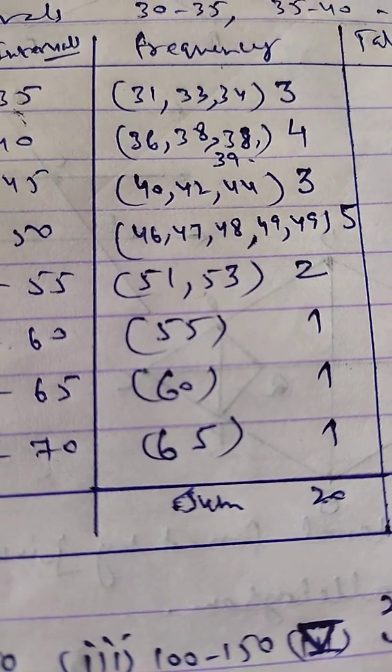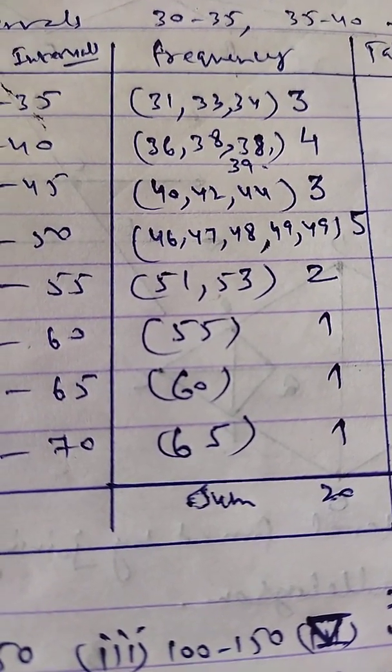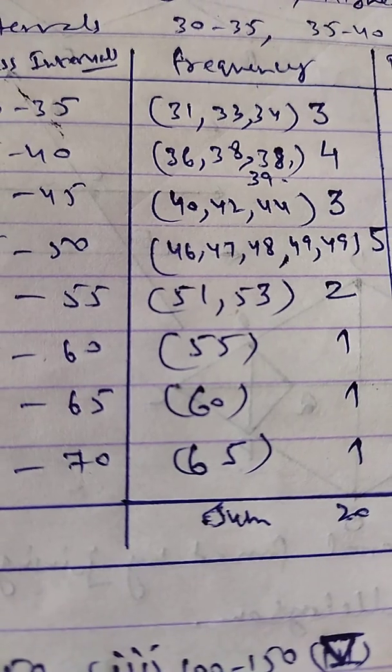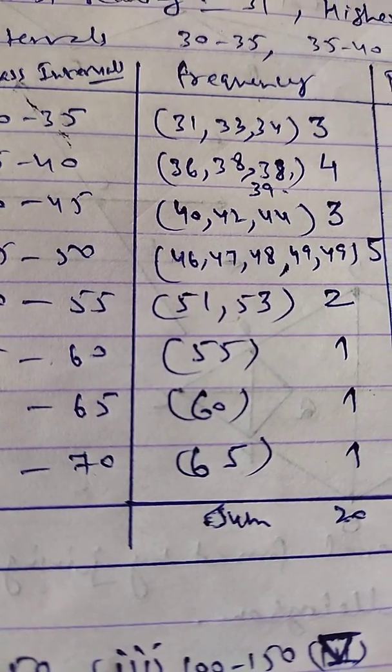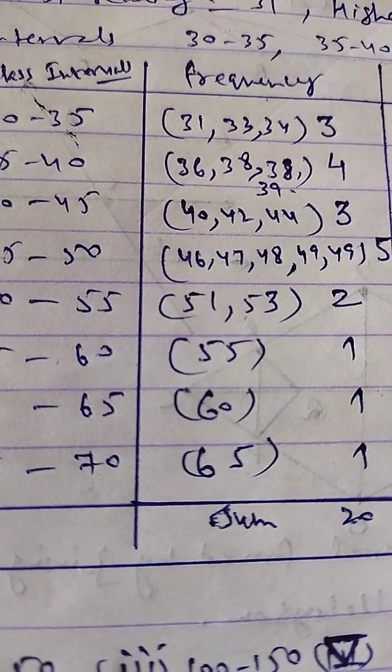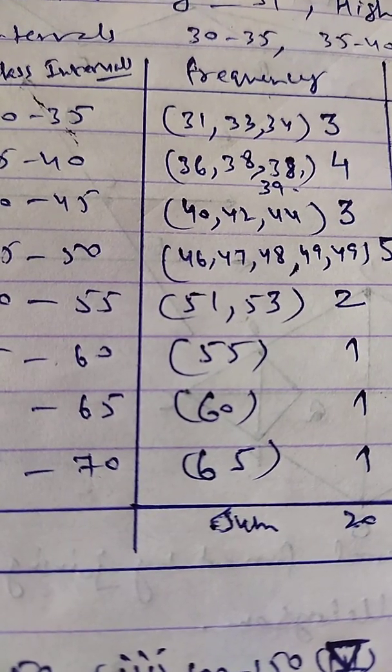So this is simply a question where in the first 6 parts you have to read the table and answer the questions, and in the 7th you have to construct a histogram.